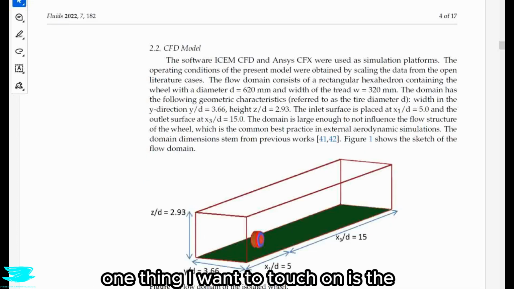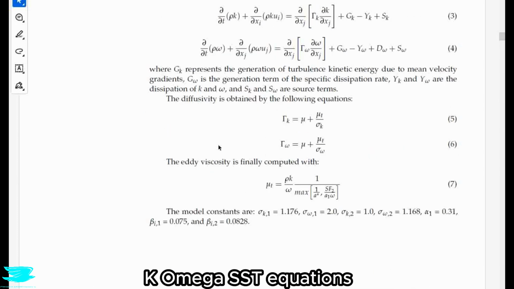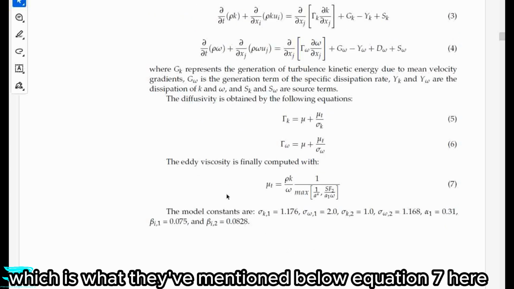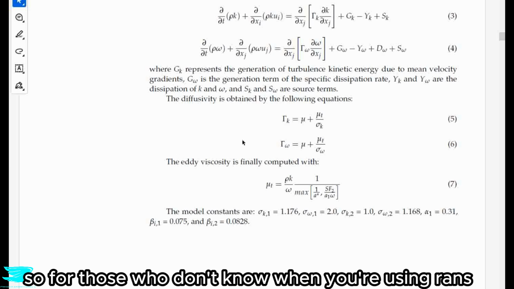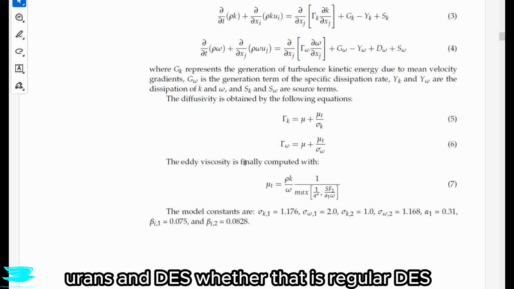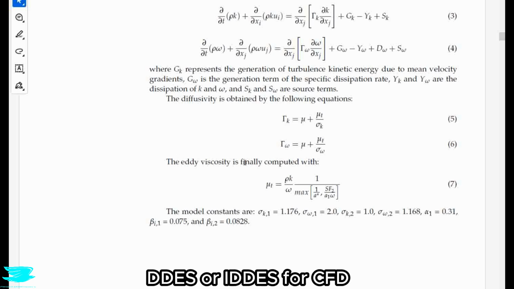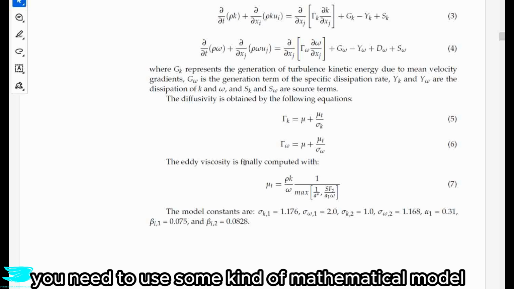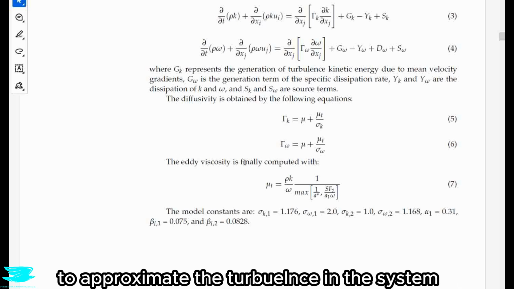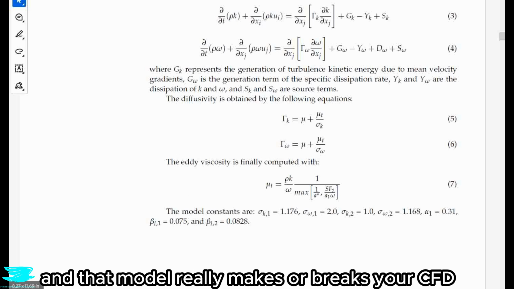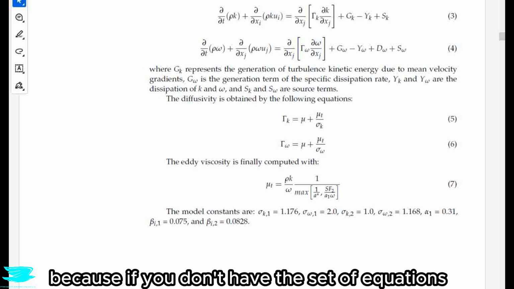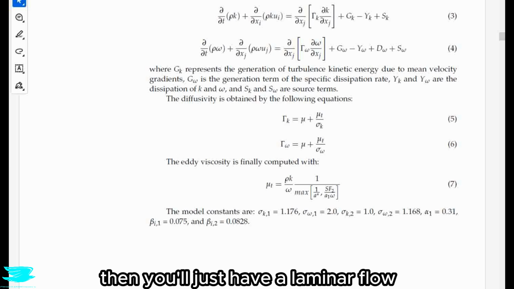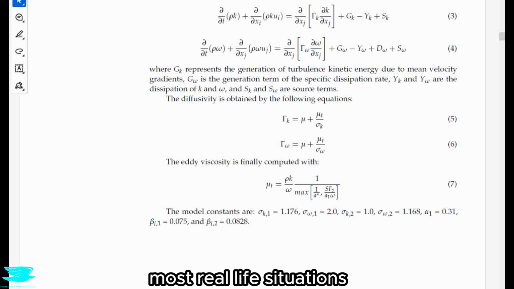One thing I want to touch on is the k-omega SST equations, which is where they've mentioned below equation 7 here, so this line here. So for those who don't know, when you're using RANS, URANS, and DES, whether that is regular DES, DDES, or IDDES for CFD, you need to use some kind of mathematical model to approximate the turbulence in the system. And that model really makes or breaks your CFD. The reason why is because if you don't have this set of equations, then you'll just have a laminar flow, which doesn't really approximate most real-life situations.